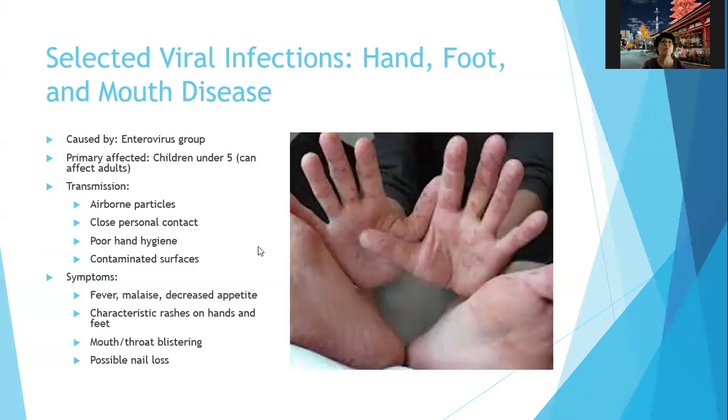Hand, foot, and mouth disease is an enterovirus. It primarily affects children under 5, and it's transmitted by airborne particles, close personal contact, poor hand hygiene, contaminated surfaces, and the typical symptoms of viral infection. And then characteristic rashes on hands and feet, in the mouth and throat, and possible nail loss. Interesting, right?